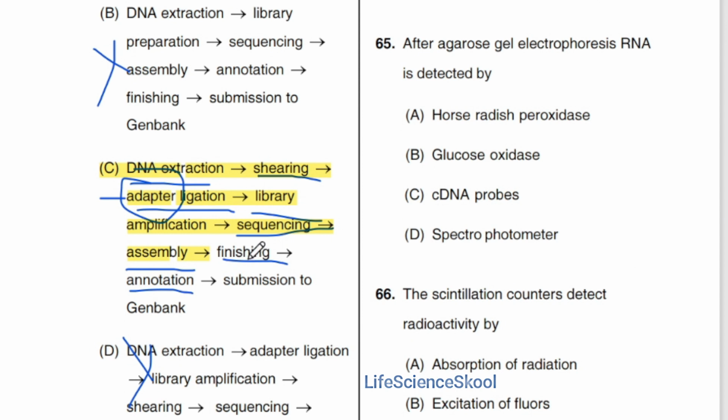After agarose gel electrophoresis, RNA is detected by: option A, horseradish peroxidase; option B, glucose oxidase; option C, cDNA probes; option D, spectrophotometer. The correct answer for this is option C, that is, they are going to detect the RNA using the cDNA probes.